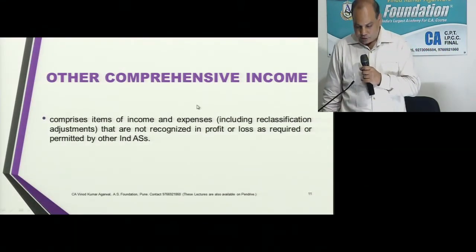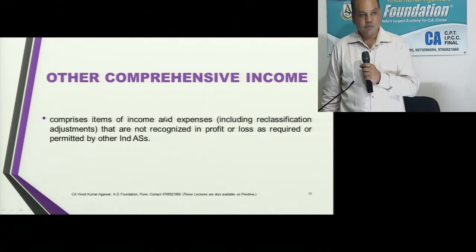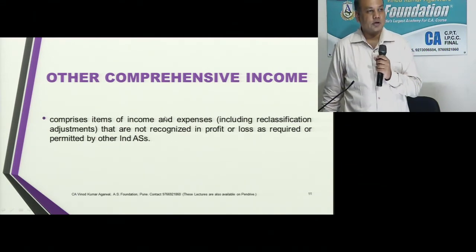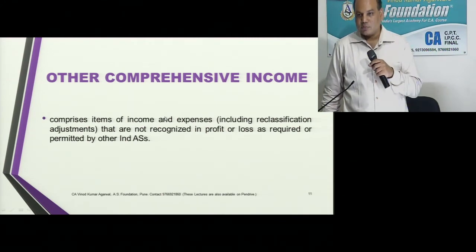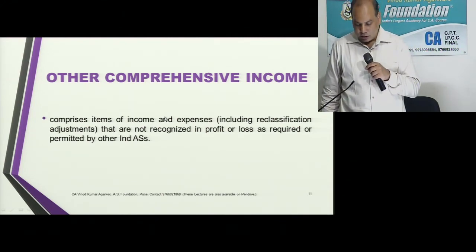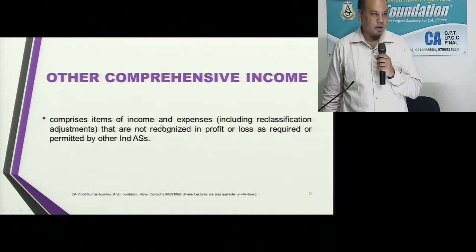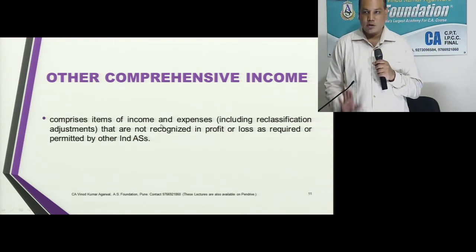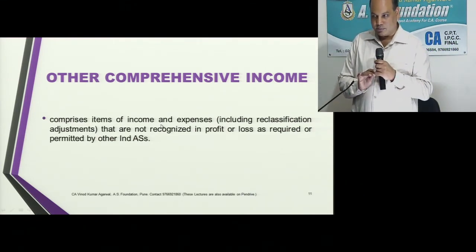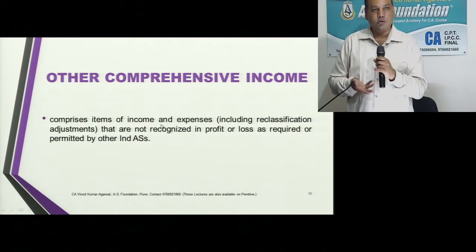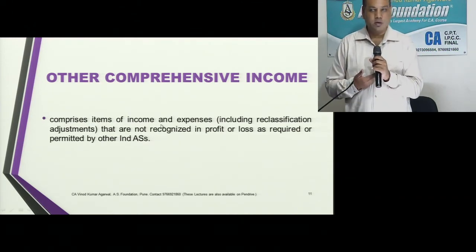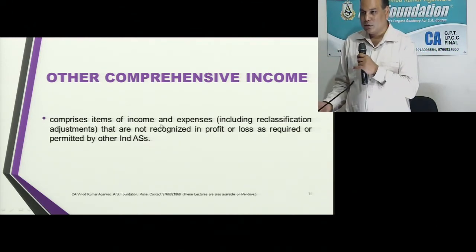About other comprehensive income, we had a minor discussion in the first chapter, introduction. One of the special features of Ind AS is that now your profit and loss statement will be divided into two parts. First is called profit and loss, second is called other comprehensive income. This basically includes unrealized gain and unrealized loss items, which will now be presented on the face of the income statement, so that at one place you will get to know how much is your income for the year, realized as well as unrealized.